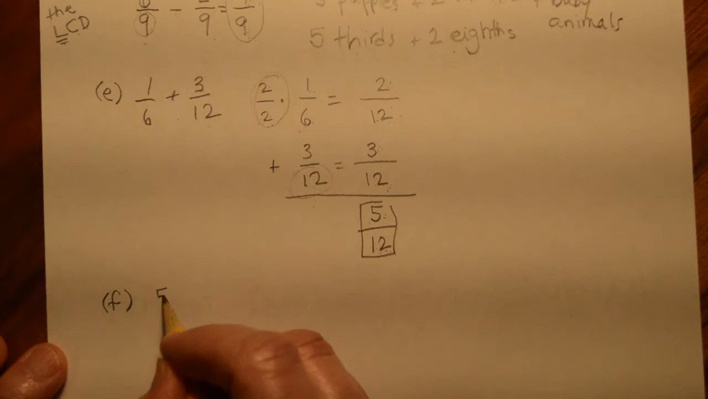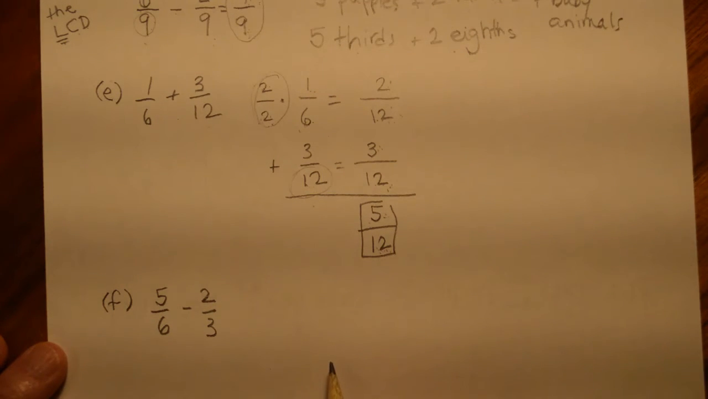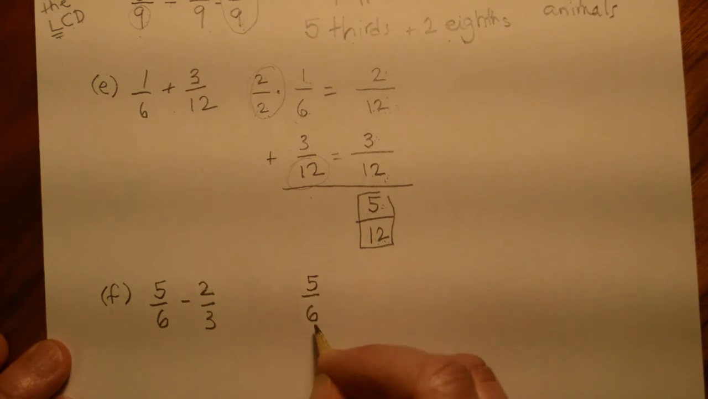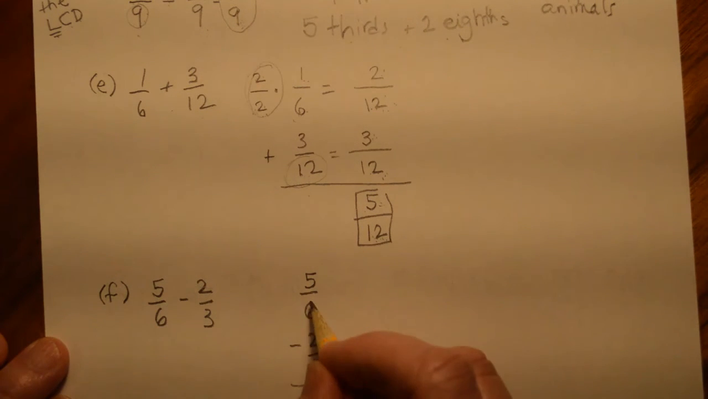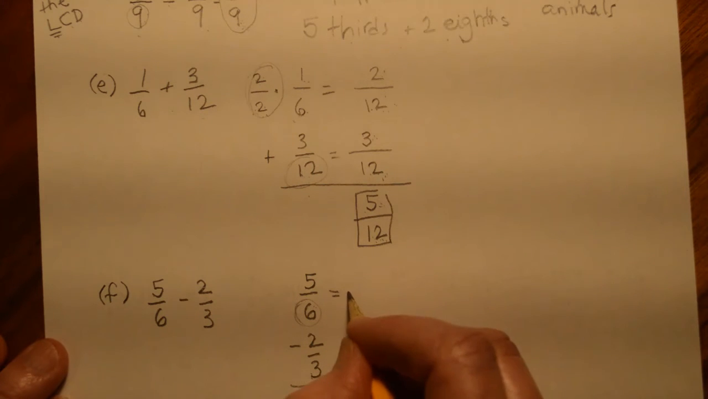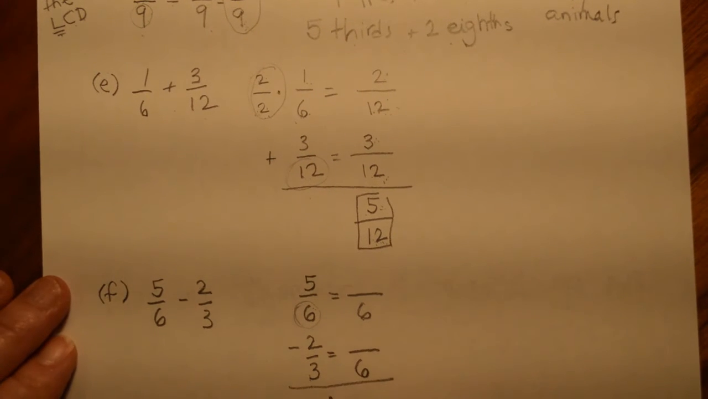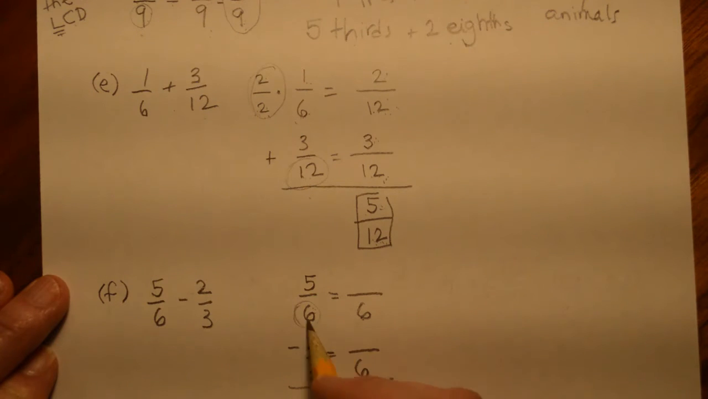This is 5/6 minus 2/3. So again, I'm going to write it vertically just because that's my preference. And I'm going to start with the larger denominator, the 6, and I'm going to ask, does 3 go into 6? Is 3 a factor of 6? And it is, so that is the common denominator. Again, I just want to see if I skip count by 3s, do I get to 6? Since I do, we'll use that as the number that they share.